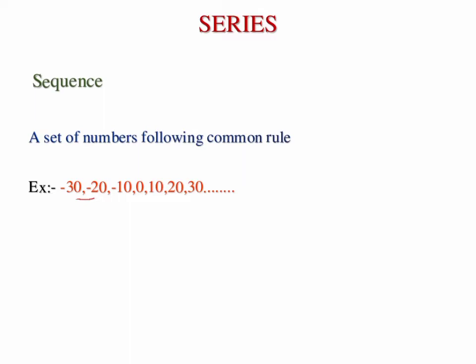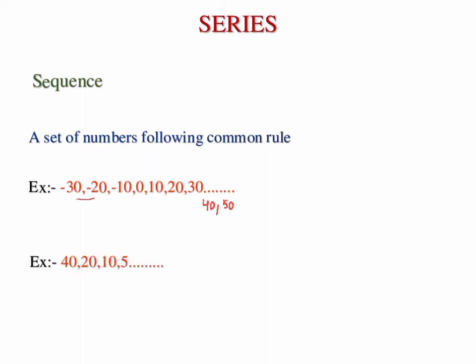So this is a sequence. This is the way we can find the next number after 30. After 30 the number will be 40. After 40 the number will be 50. Let's see another example.